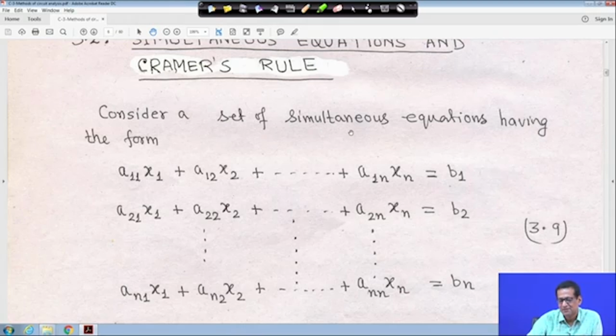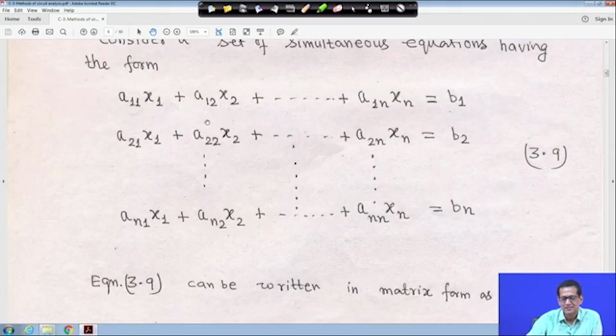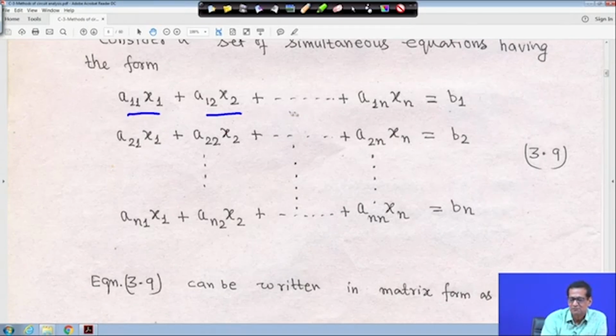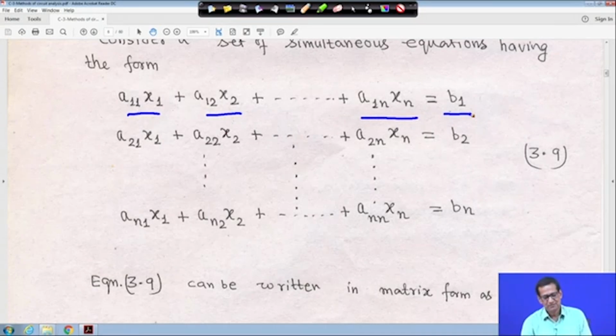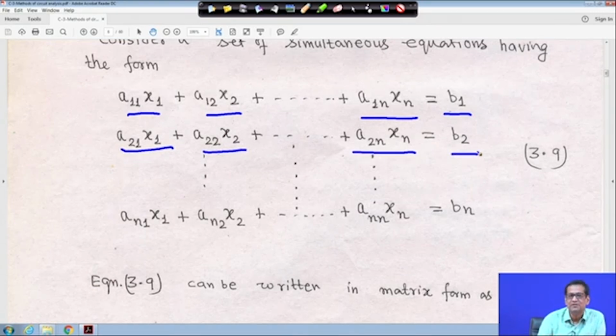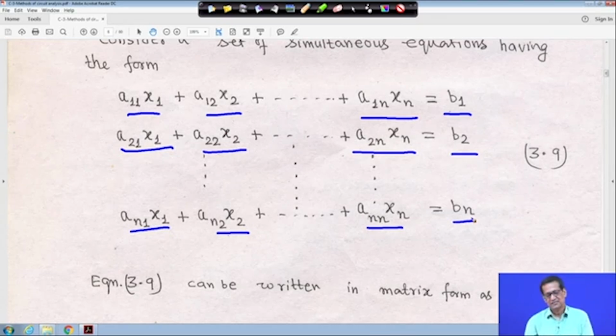So consider a set of simultaneous equations having this form. The first equation is a11 x1 + a12 x2 up to a1n xn is equal to, say, b1. Similarly, a21 x1 + a22 x2 up to a2n xn is equal to b2. Similarly, the last one, an1 x1 + an2 x2 up to ann xn is equal to bn. So you have n simultaneous equations.